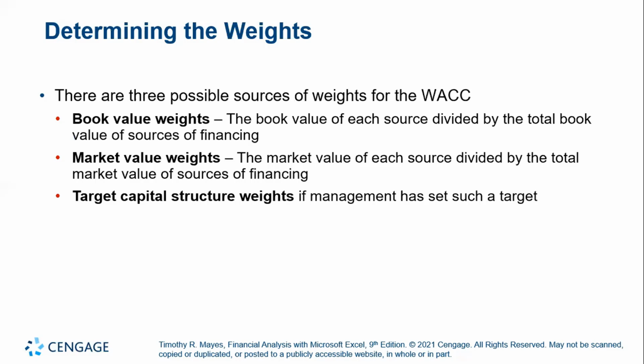Determine the weights. There are 3 possible sources of weights for the WACC. Book value weights: the book value of each source divided by the total book value of sources of financing. Market value weights: the market value of each source divided by the total market value of sources of financing. Target capital structure weights, if management has set such a target.